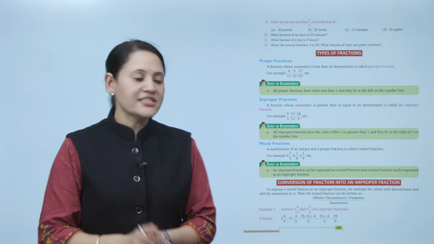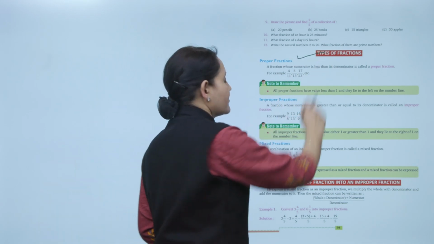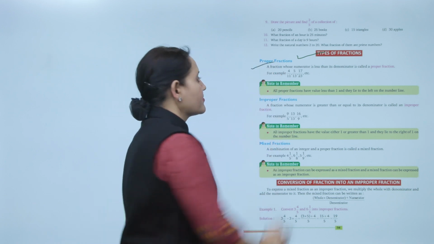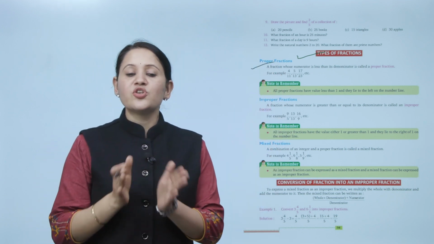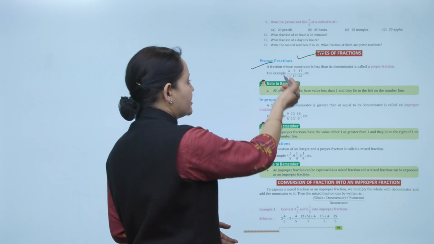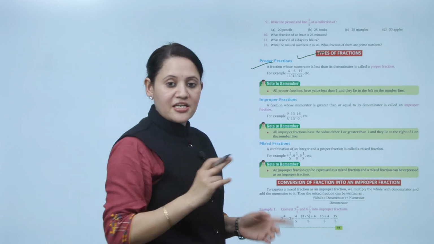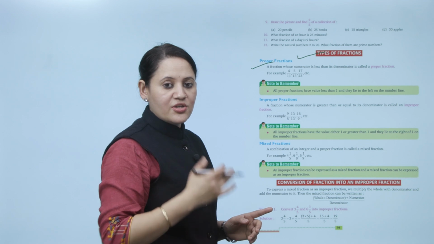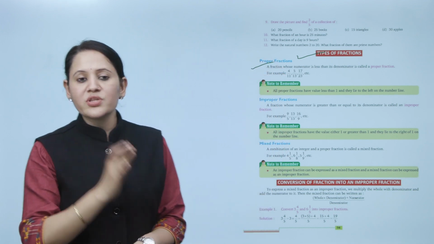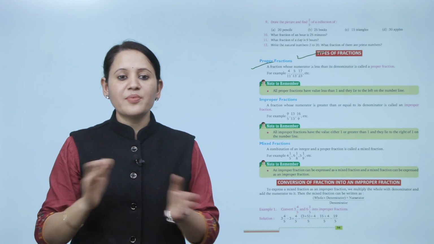Next is types of fraction. First one is proper fraction. A fraction whose numerator is less than denominator is called a proper fraction. In all these fractions, the denominator is greater than the numerator, like 4 by 11. So denominator is 11 and numerator is 4. Denominator is more than numerator, that means it is a proper fraction.